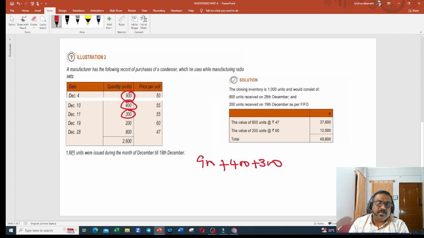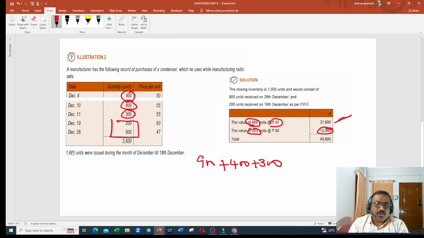Then we need to calculate my closing inventory. At what rate did you purchase 800? In the solution, 800 stock was purchased at 47. That means the cost of those 800 units is 37,600. In a similar way, the 200 is purchased at 60 rupees, so the cost is 12,000, 200 into 60. Put together, it comes to 49,600. So 49,600 will be considered as your closing stock value.